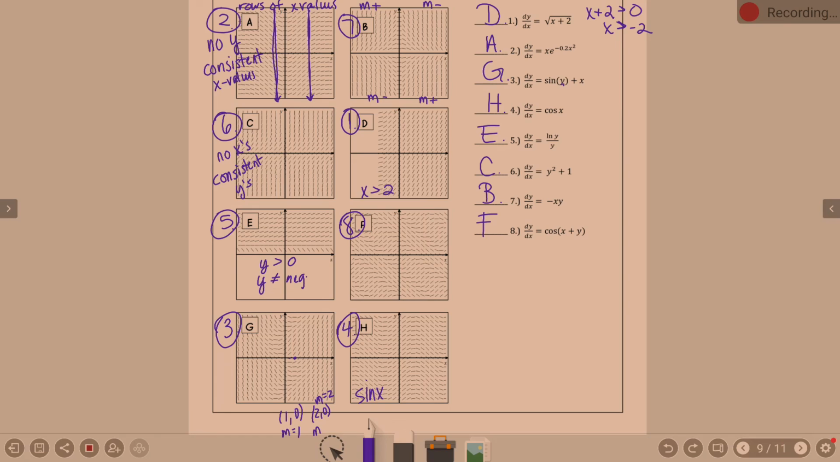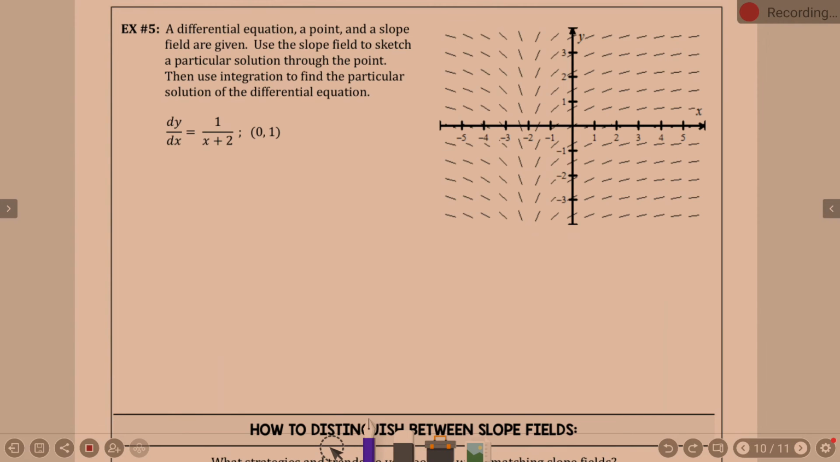Okay, are you ready for example 5? Maybe. Example 5. A differential equation, a point, and a slope field are given. Use the slope field to sketch a particular solution through the point. Then use integration to find the particular solution of the differential equation.